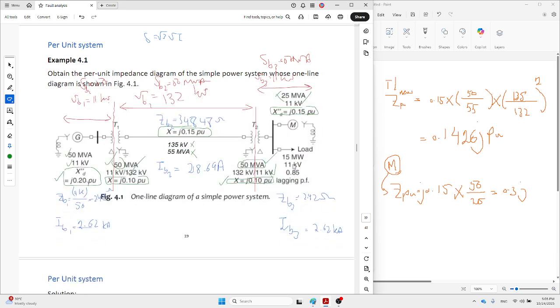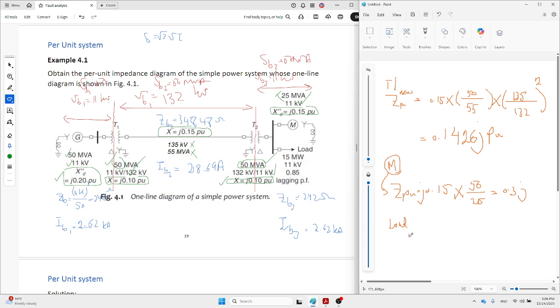Finally, for the load, as you can see, again, this value is given as 15 megawatts. So for the load, as I mentioned, the P and Q must be divided by S. So the new value of the load in per unit is 15 megawatt over S. What is the S? It is 50. And then the voltage is in the correct value, so no need to modify the voltage. So the final value here is 15 divided by 50, which is 0.3 per unit.